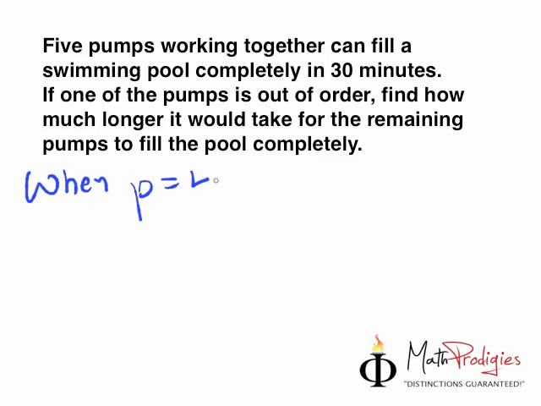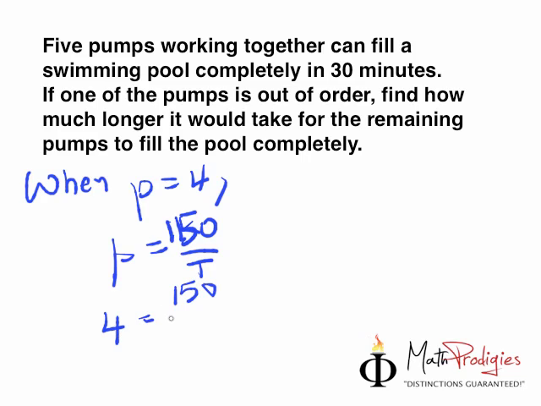plug it in again. You plug it into the equation P equals K over T. Sorry, P equals 150 over T, right? You will have 4 equals 150 divided by T. You cross multiply and you have T equals 150 divided by 4, which equals 37.5 minutes. If you got it right, give yourself a high five.